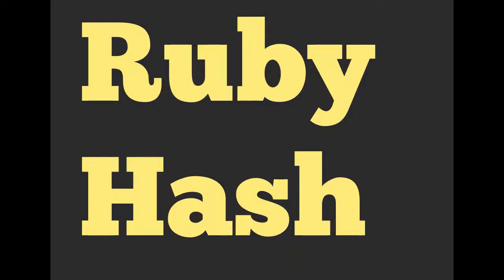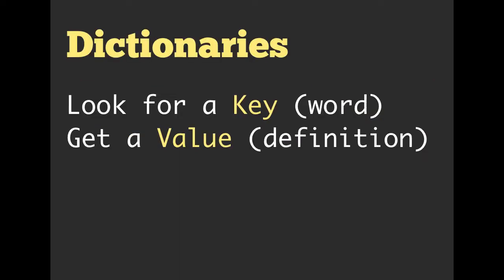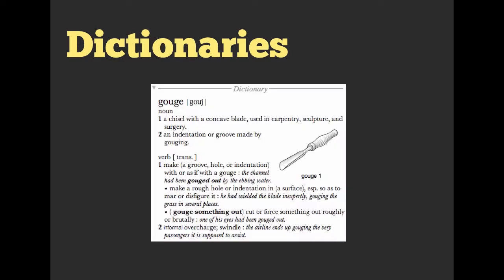I wanted to quickly introduce Ruby hashes to you. So a Ruby hash is going to be like a struct or a dictionary if you have any computer science background in some other languages. A dictionary kind of makes sense, that terminology I like using, because when a human uses a dictionary, they are looking for a word, or we might want to call that a key, and they get a value from that key or a definition. An example, this is just a screenshot of a dictionary.